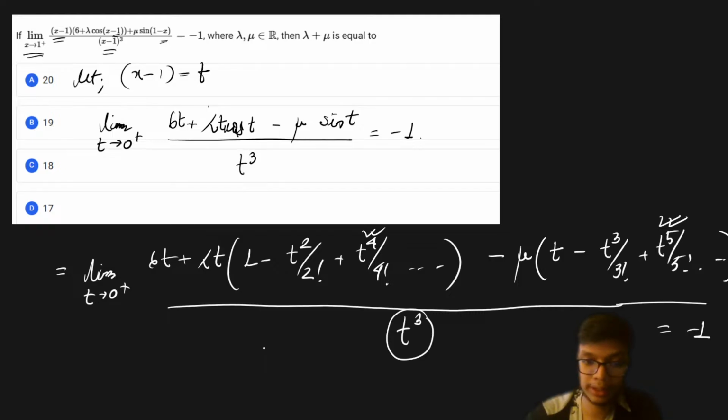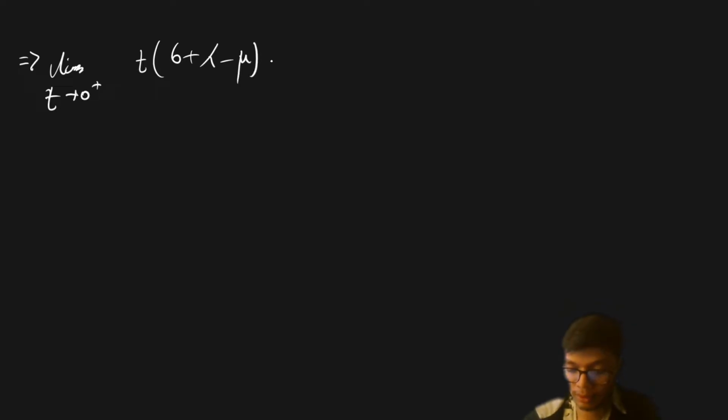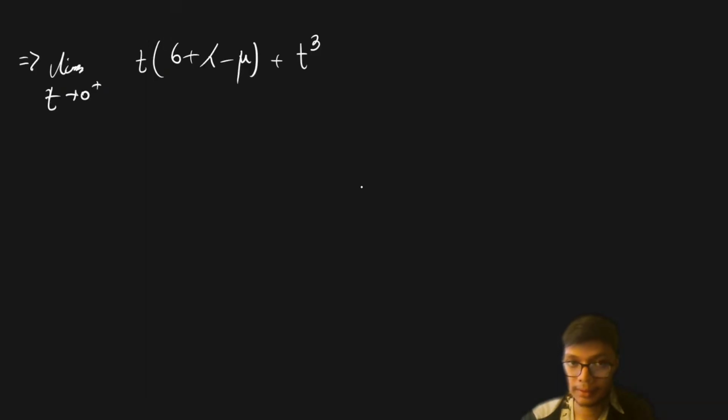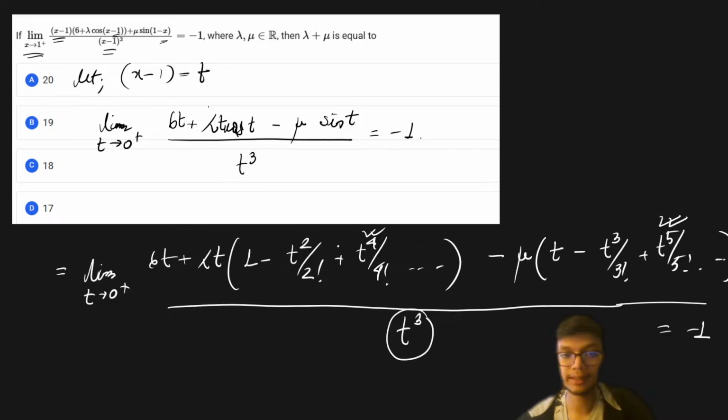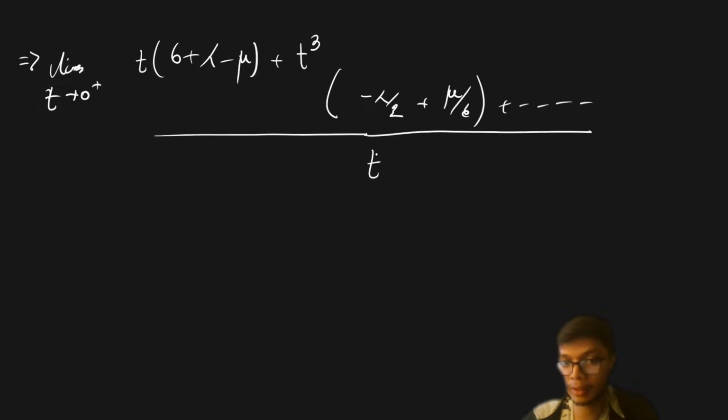So if I try to solve it over here, and I club the lower power terms, the limit t tending towards 0 positive, if I take t common, it will be 6 plus lambda minus mu, plus if I take t cube common, it will be minus lambda by 2 plus mu by 6. Because don't forget that you have a t multiplied over here. So t into t square will give you t cube. And then the continued product I'm not interested in, because the highest power in the denominator is t cube. And that result is given as minus 1.